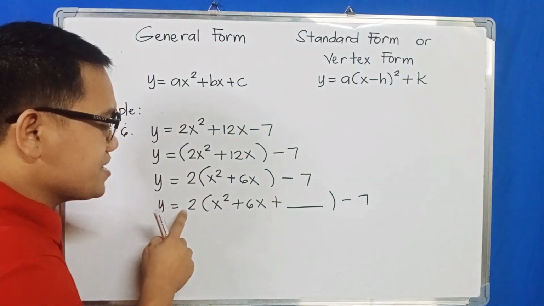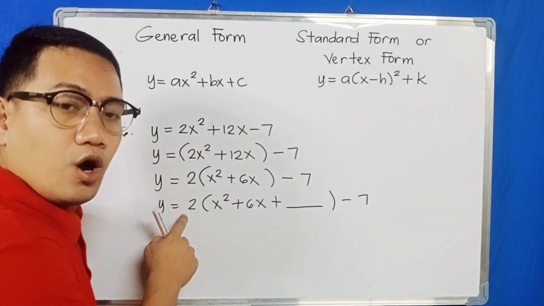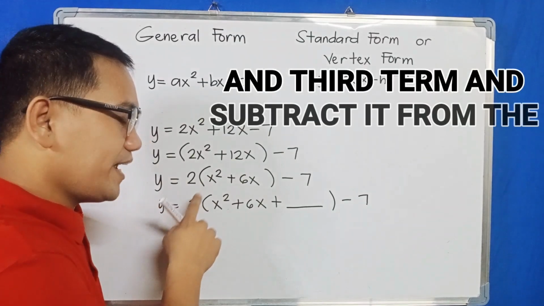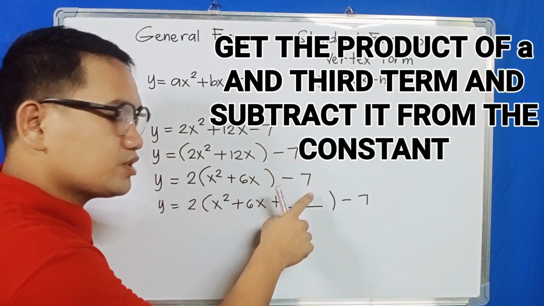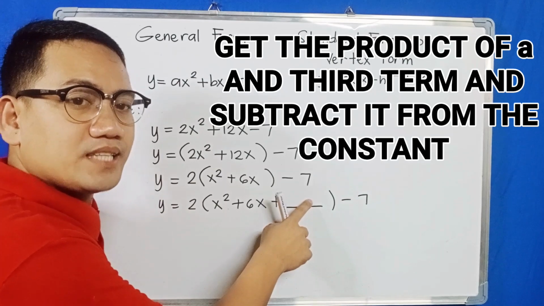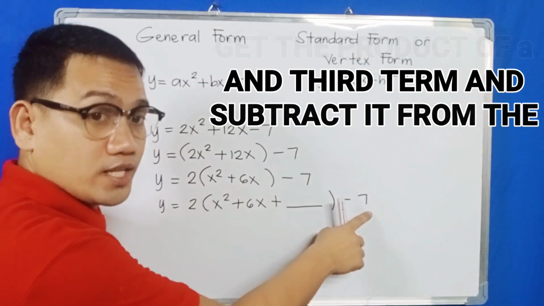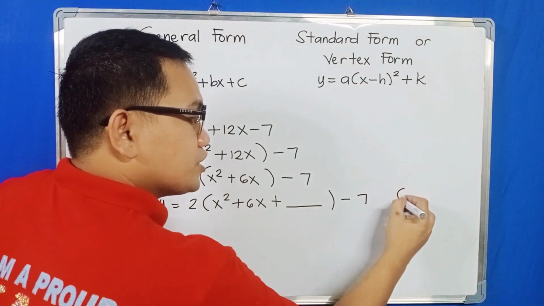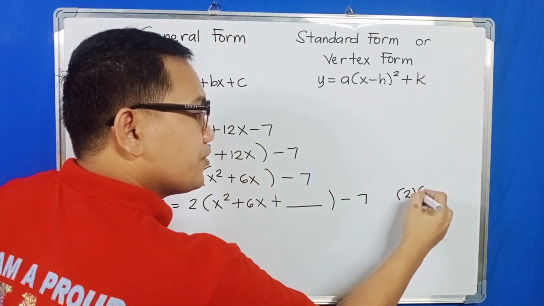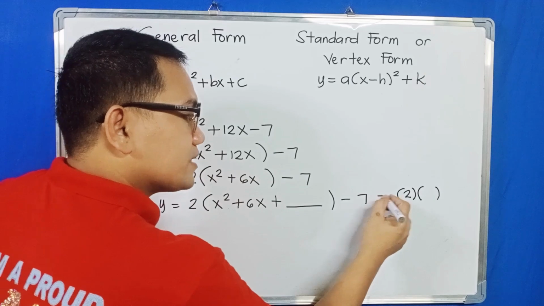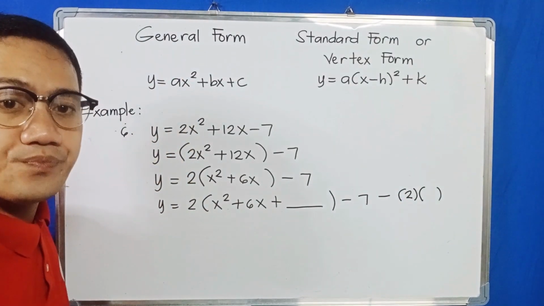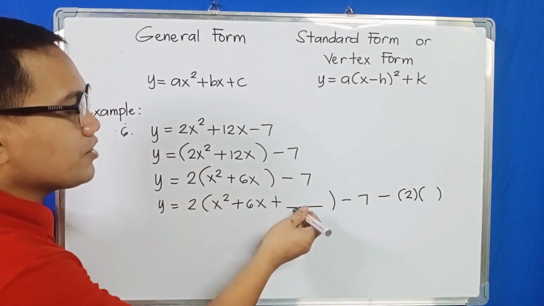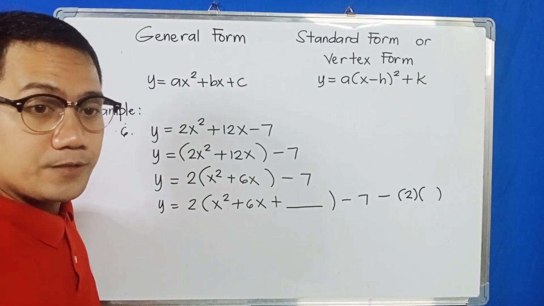Since our a here is greater than 1, all we need to do is to take the product of our a and third term, and it will be subtracted from our constant. Again, the product of our a, which is 2, and the possible third term will be subtracted from our constant. So let's try to determine now the third term of our given expression.